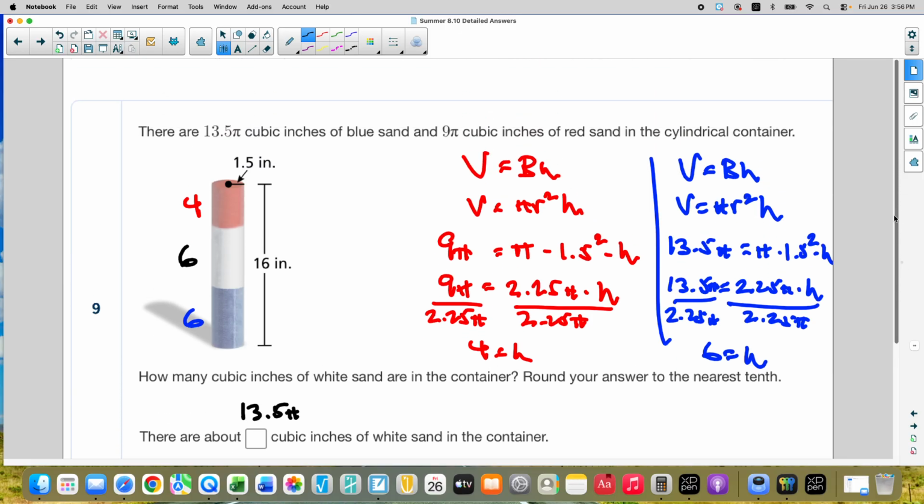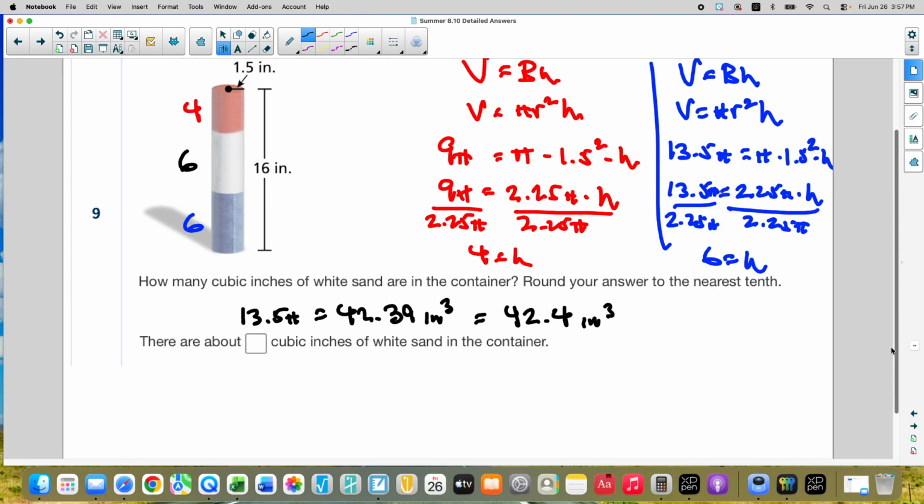Yep, I like that. That was kind of fun. They want you to multiply that out. 13.5 times 3.14 gives us 42.39 inches cubed. Round your answer to the nearest tenth, so that's 42.4 inches cubed. Any more questions?